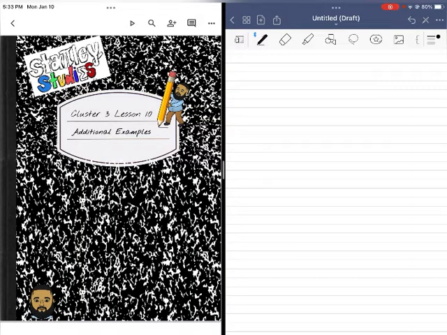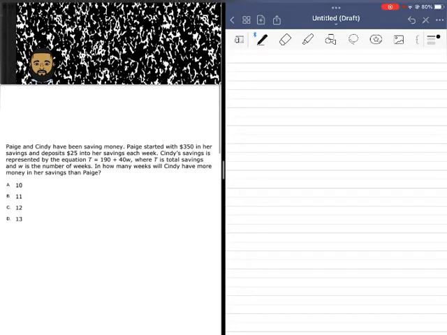Alright class, so today we're going to go over some additional examples of lesson 10, which is comparing linear functions. So we're going to go right into some examples, looking at the very first one.